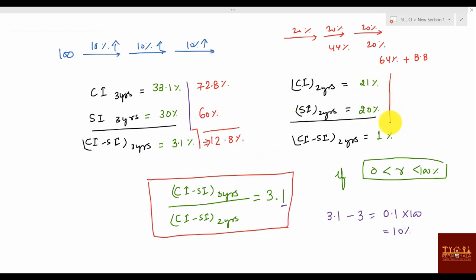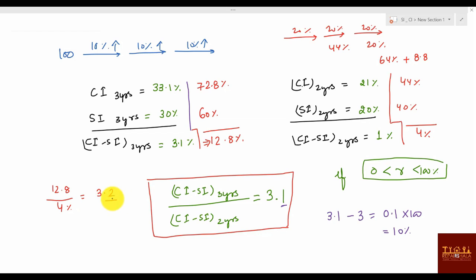Now if I'm talking about 2 years, what will be your this one? 44%. This will be 40%. What is the difference? 4%. Now you find CI minus SI for 3 years divided by CI minus SI for 2 years, that is 12.8% divided by 4%. What are you getting? 3.2. 3.2 is what? 20% rate of interest, right?